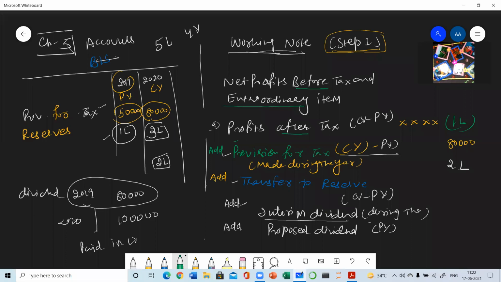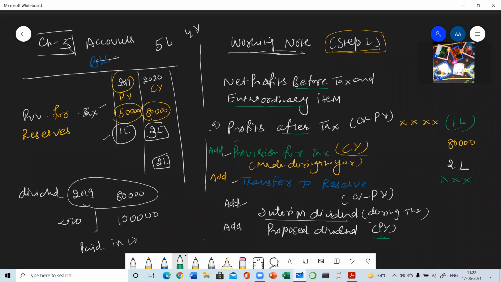Which 4 items? First, provision for tax. Which year? Current year. Then transfer to reserve, current year minus previous year, whatever the amount is there in the question. Fourth item, interim dividend. During the year, only 1 item will be given. Then proposed dividend, which year? Previous year. Afterwards, you will be finding the answer.